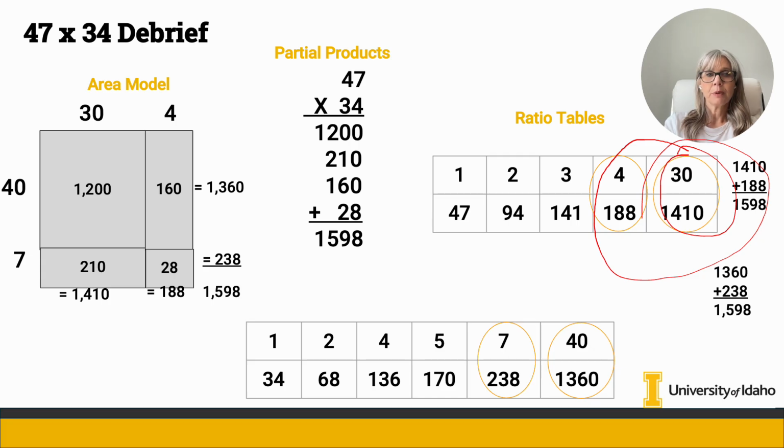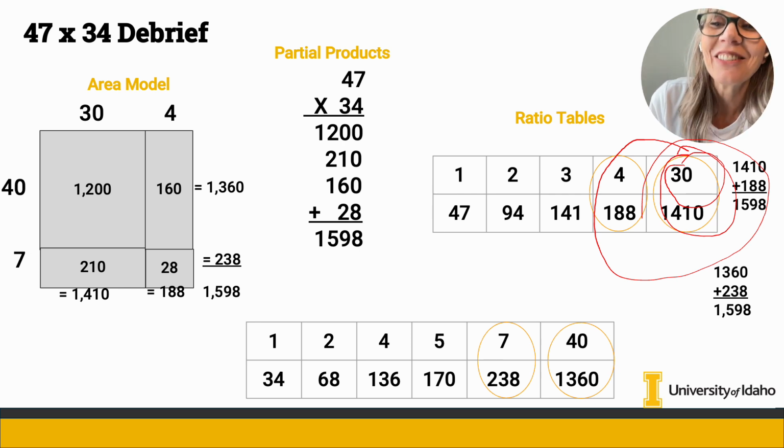I have three groups, or here on this one, I have four groups of 47, and on this one, I have 30 groups of 47. Did I lose you on that one? Take a second to figure it out.